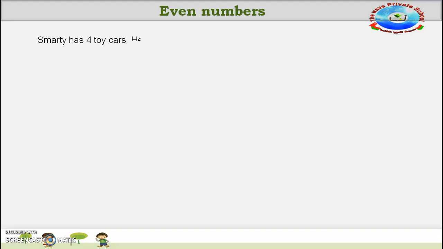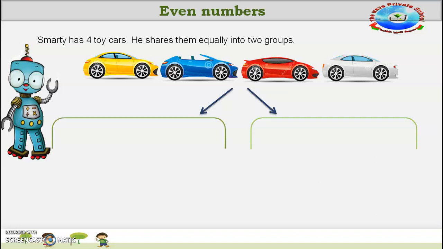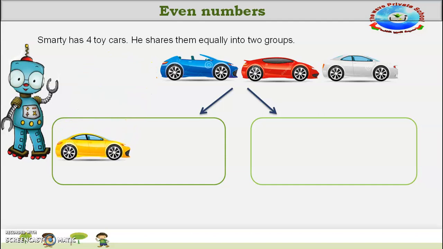Look here. Smarty has 4 toy cars. He shares them equally into 2 groups. So, these two are the 2 groups. Let us start to share it equally into 2 groups. See this.